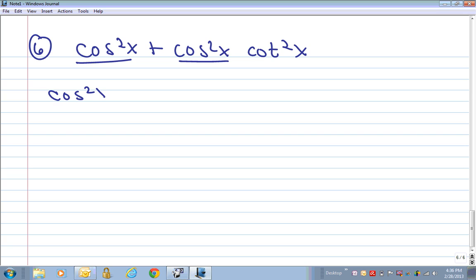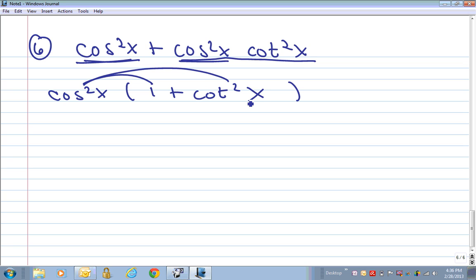So cosine squared x will get factored out, and we'll have our parentheses. So cosine squared x times something will give me cosine squared x. That would be a 1. And then cosine squared x times something else will be cosine squared x cotan squared x. So I need a positive cotan squared x. All right, the next thing we're going to do is we're going to take a look at 1 plus cotan squared x. That's a Pythagorean identity. That one is on your page. And 1 plus cotan squared x is cosecant squared x. So now we have cosecant squared x times cosine squared x.